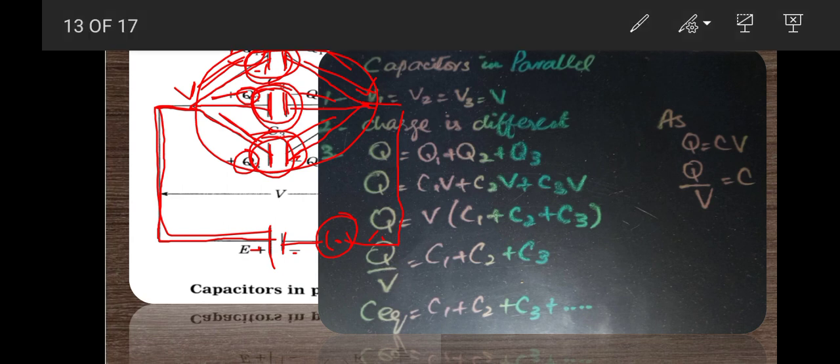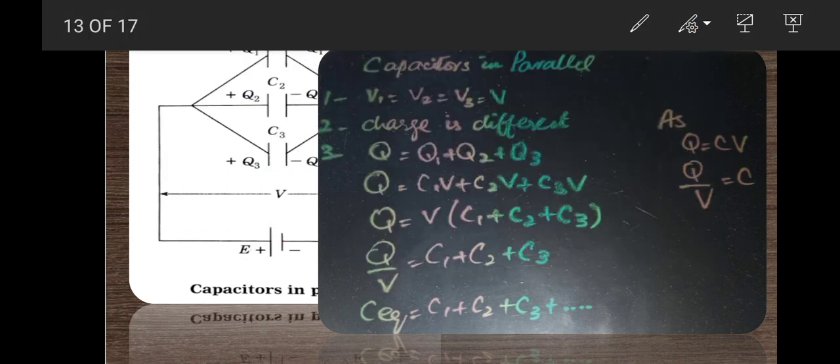First of all, you have to remember the formula for capacitance. What was that? As you know, Q equals CV. So rearranging it, we will get Q/V equals C. It will help you to find the equivalent capacitance.